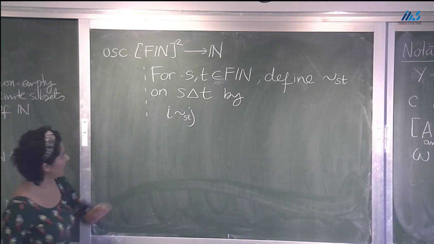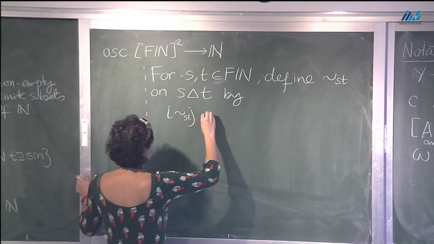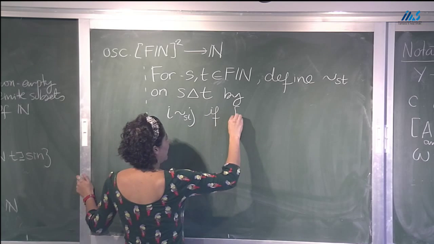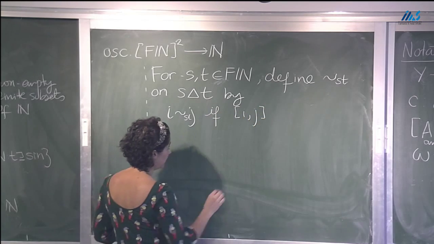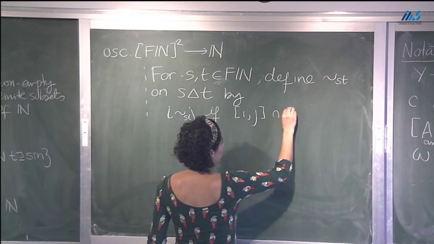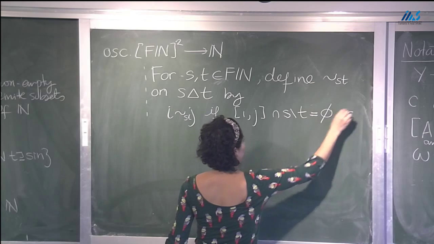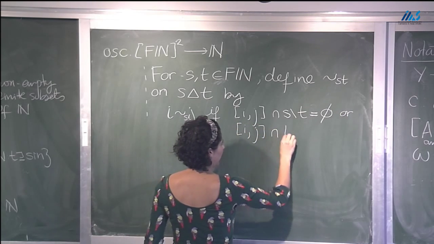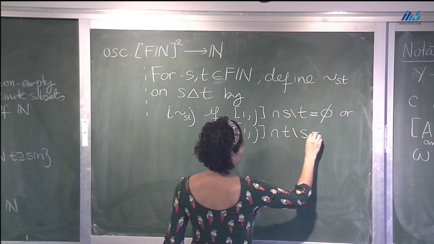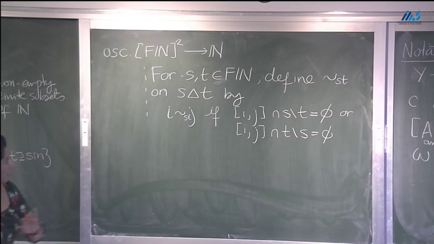for I and j in the symmetric difference, I will say that they are related if, when I take the interval between I and j, this interval is completely contained in T, or it is completely contained in S. All right. Okay, so this is easier to see with a drawing.